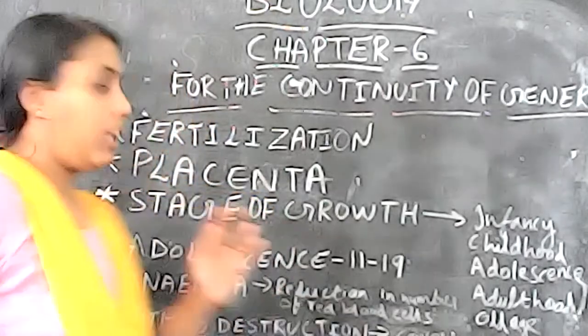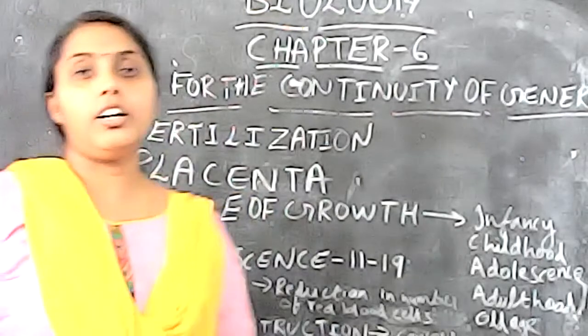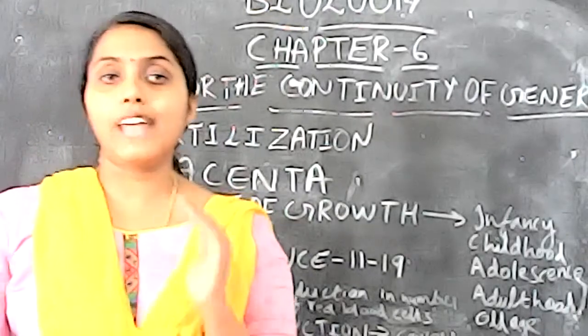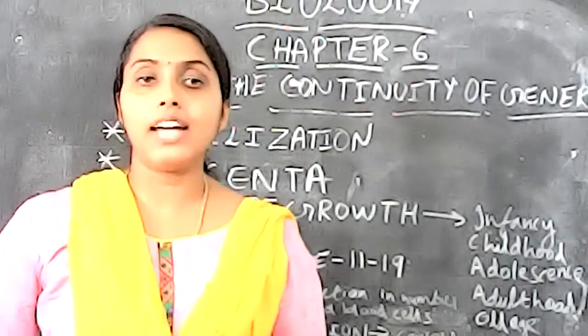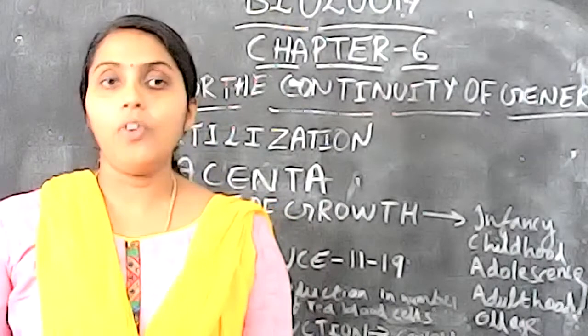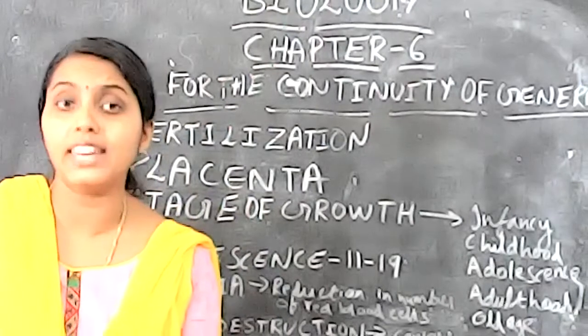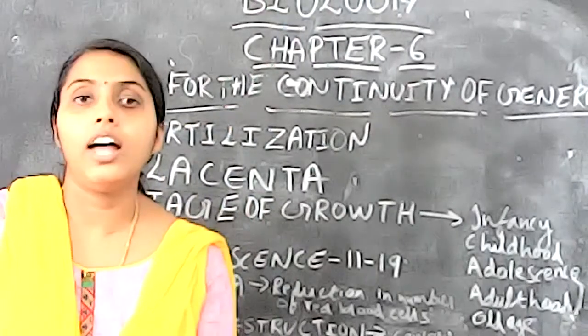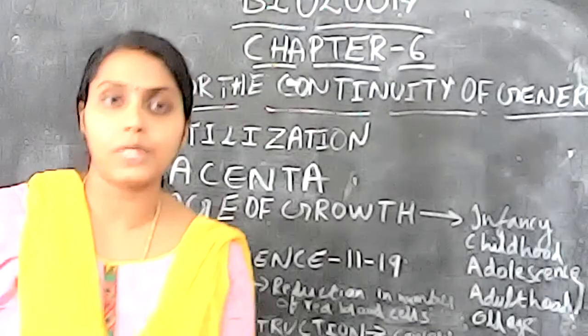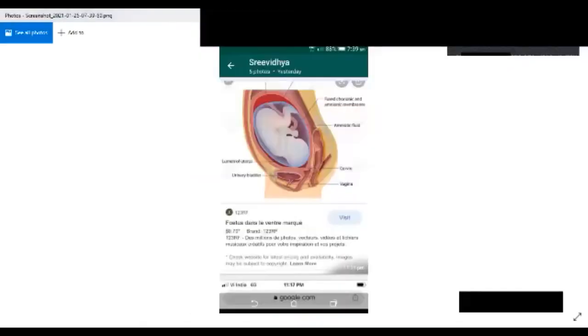The next topic is the placenta and the different parts that help the baby to grow inside the uterus. We can see now which are the parts. Some of the parts you can see in the picture, and you can study them from the textbook. Anyway, I'll explain it to you. Here you can see the umbilical cord, amniotic fluid, amnion. All these are the parts.